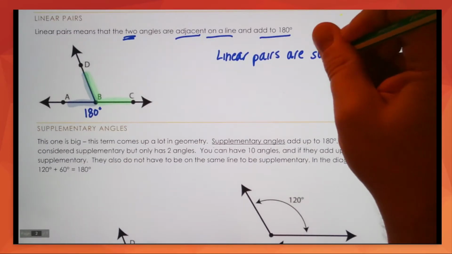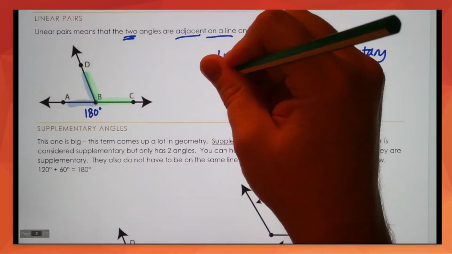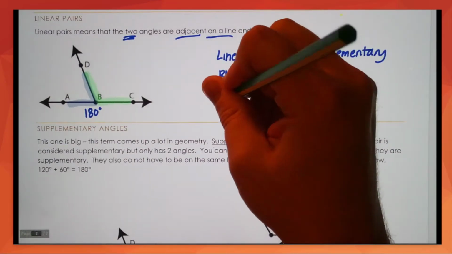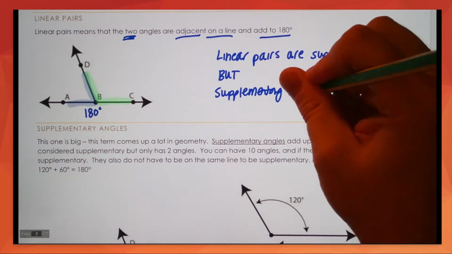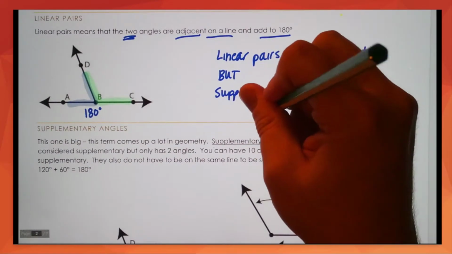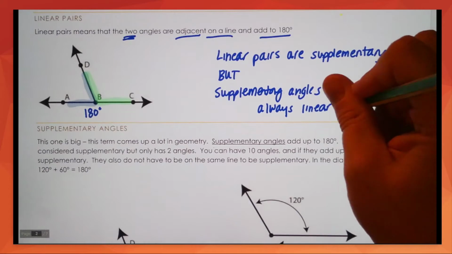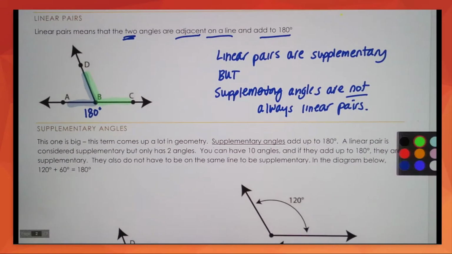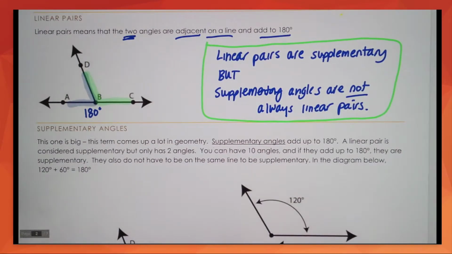So linear pairs are supplementary, but supplementary angles are not always linear pairs. Okay, that's important. That's very, very important. That's a huge distinction in logic and geometry. Linear pairs are supplementary, but supplementary angles are not always linear pairs.